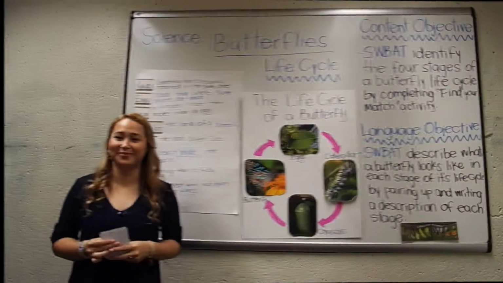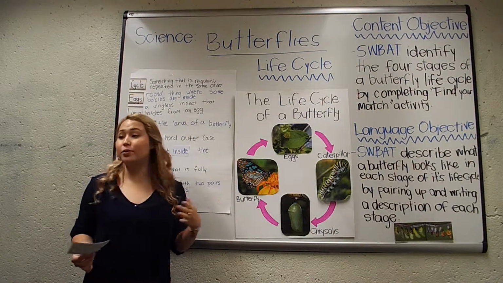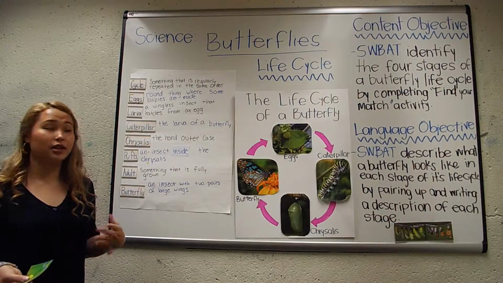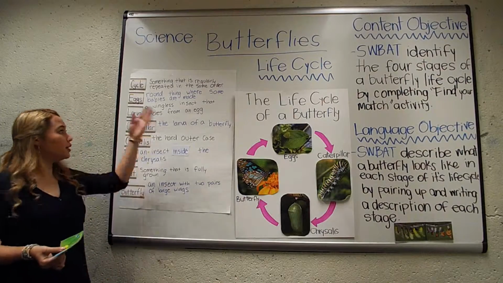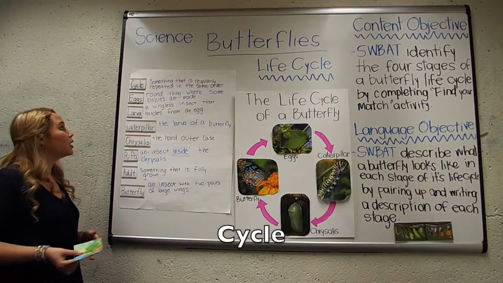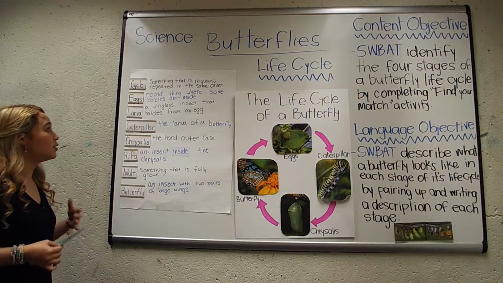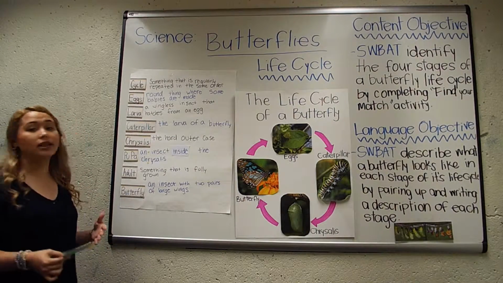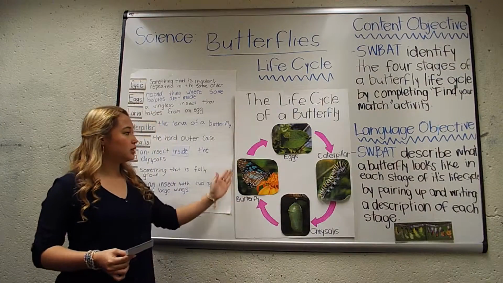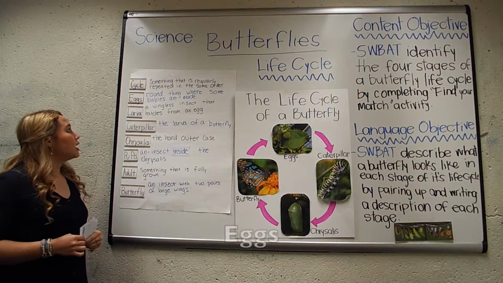Okay, students, before we go over the life cycle of a butterfly, we're going to review the vocabulary words that we use in the life cycle of a butterfly. If we look at our word wall over here, our first word is cycle. Can you repeat after me? Cycle. Thank you. A cycle is something that is regularly repeated in the same order. As we can see in this poster, this is a cycle because it's something that is going over and over again.